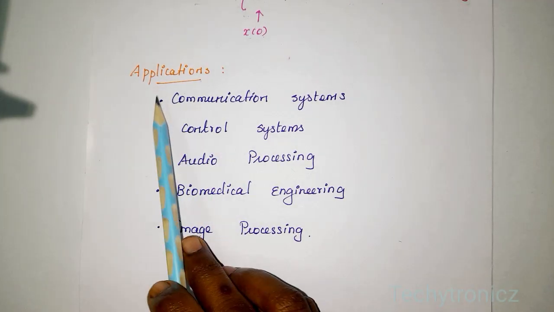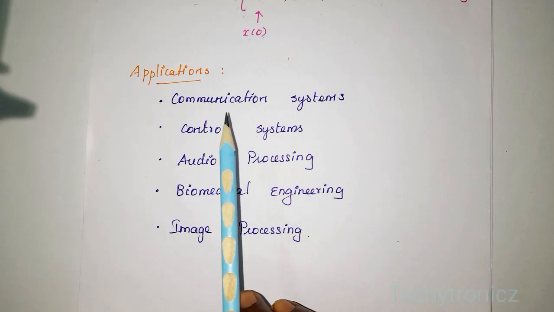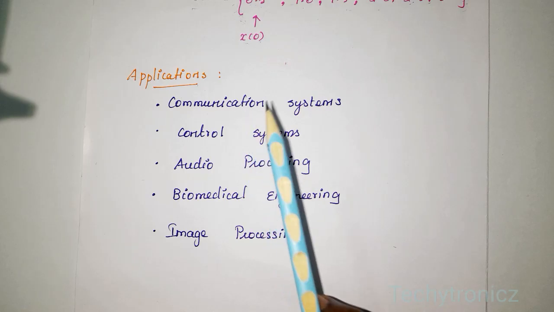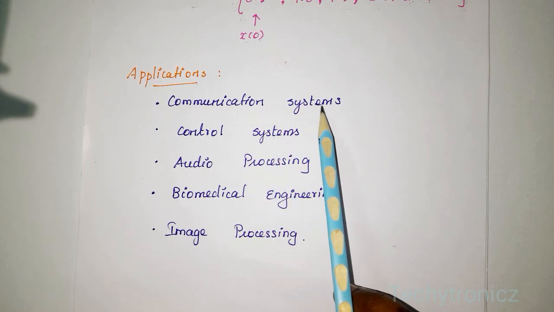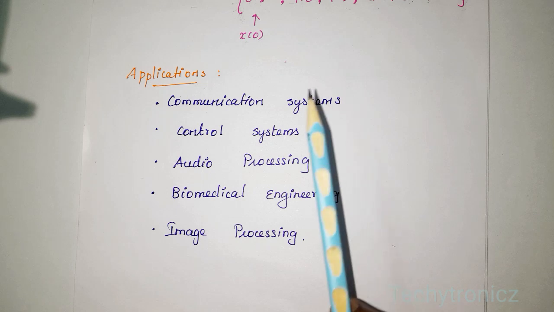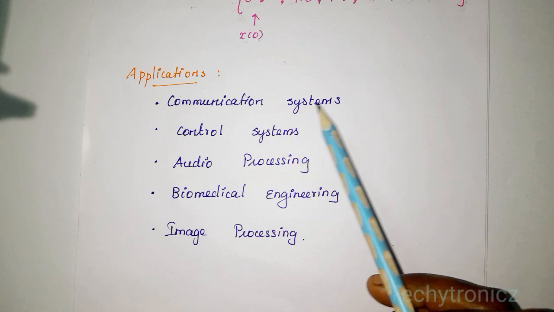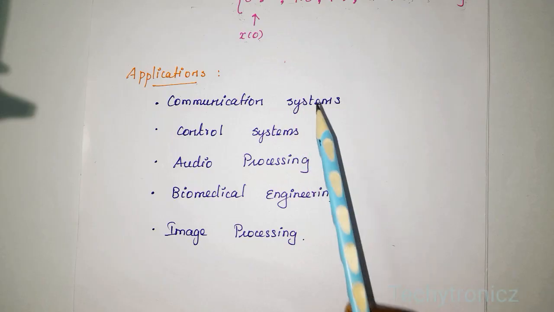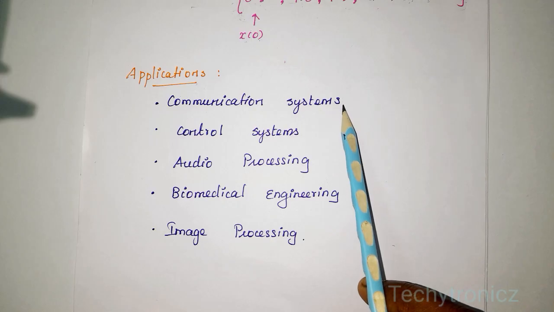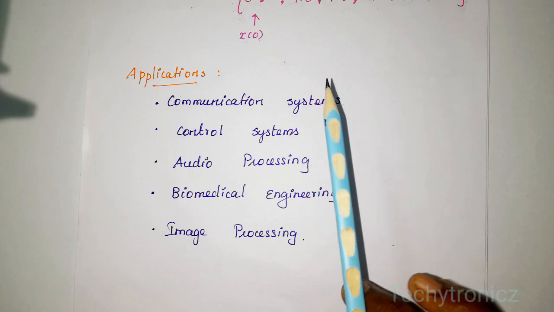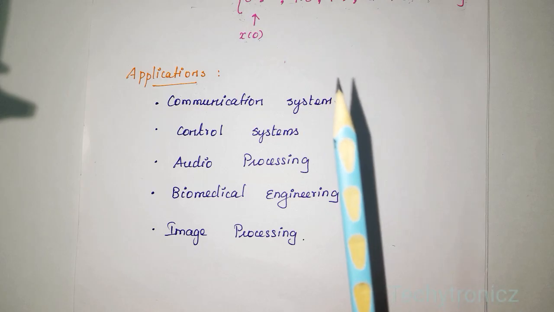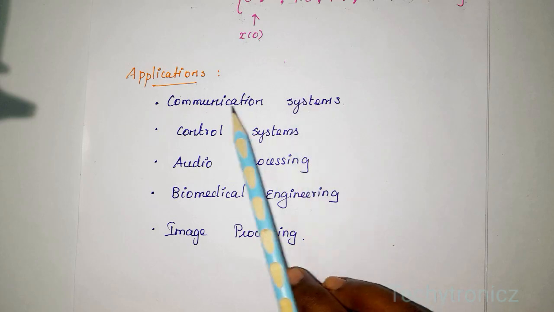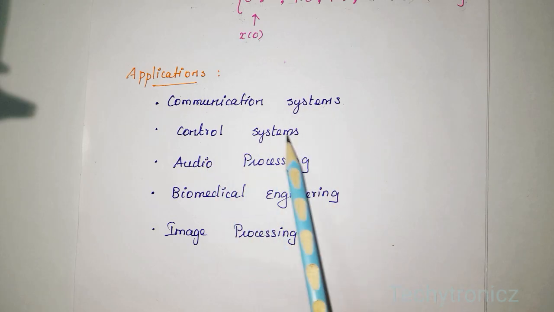Then finally, let's see the applications of signals. First one, communication systems. Signals are the backbone of communication, whether it is a phone call, a video chat, or sending a file over the internet. The information is carried as electrical or electromagnetic signals. So we use signals to communicate between two devices in communication systems. Next one, control systems.